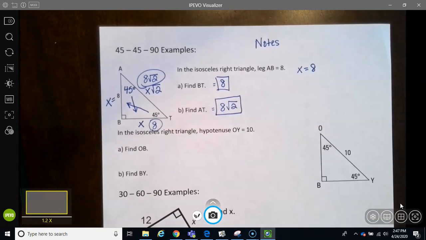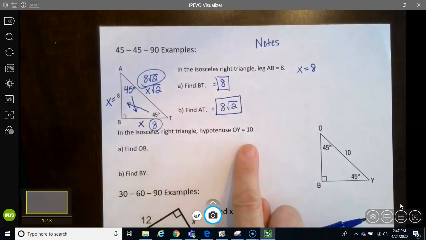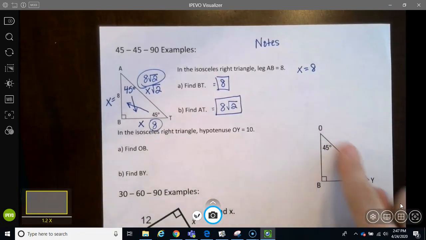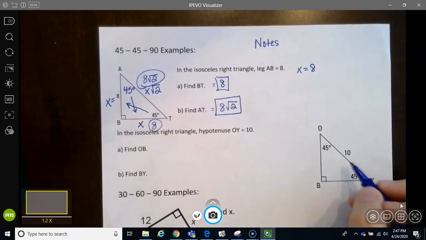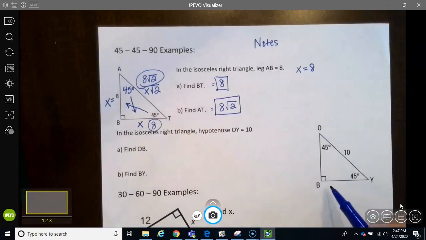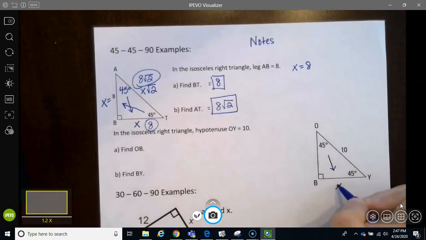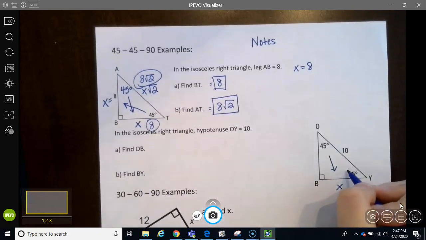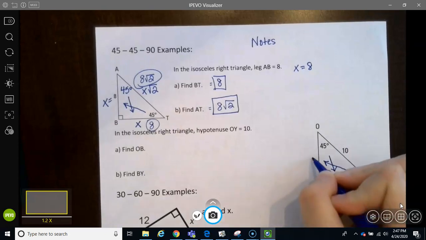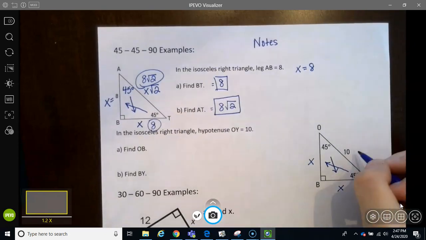So let's do another one. In the isosceles right triangle, hypotenuse OY, so here's our hypotenuse. Hypotenuse is always across from your 90-degree angle. And they tell us that side is 10. They want us to find side OB and side BY. So looking at this triangle, it's another 45, 45, 90 triangle. So across from the 45-degree angle is represented by x. Across from the other 45-degree angle is represented by x. And then the hypotenuse is represented by x square roots of 2.